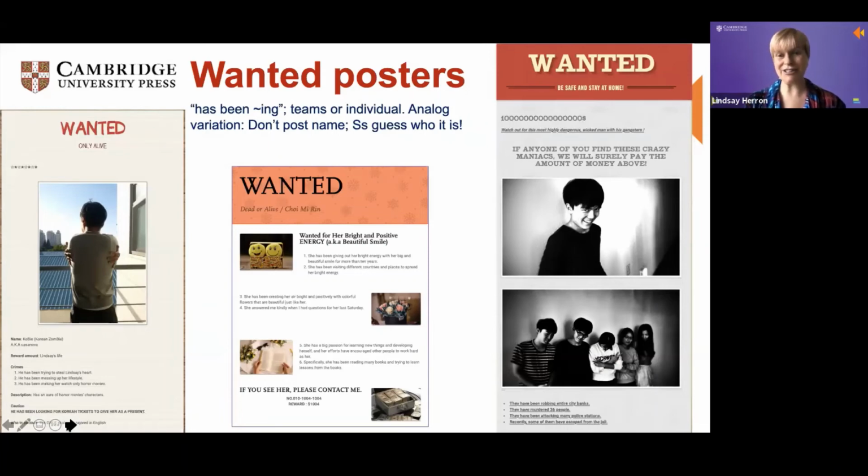I instructed students not to post the name of the classmate who was the criminal, and instead the other students had to guess who it was. So the students, I think, had a lot of fun creating crimes for each other.